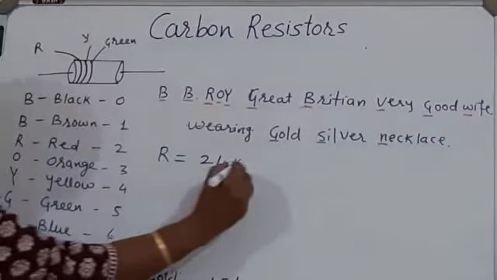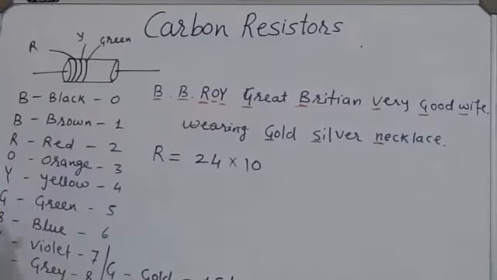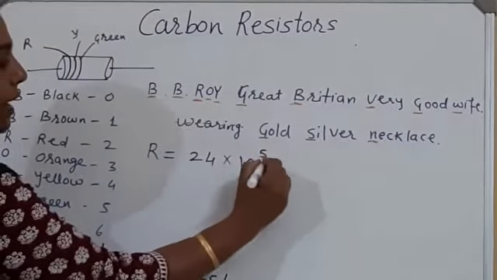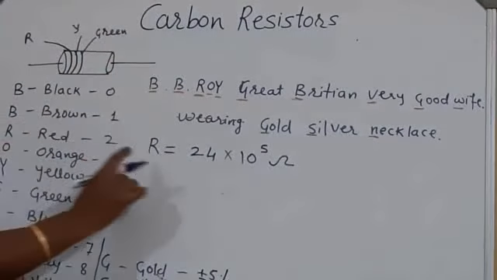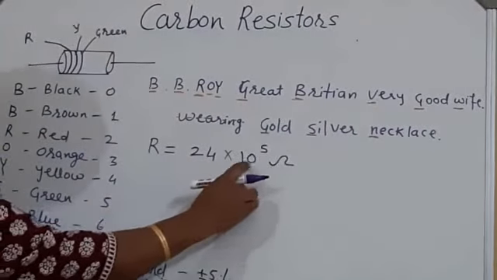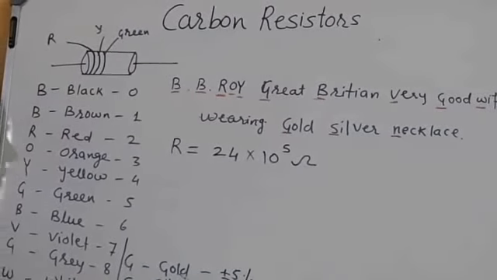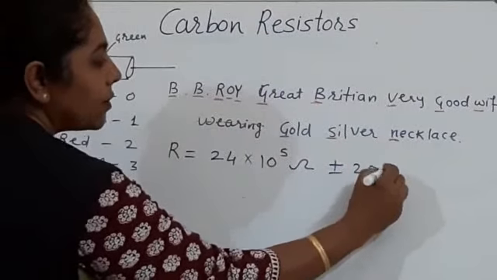The third ring represents the power of 10. The third color is green. Green stands for 5. So it is 10 raised to 5. Unit is ohm. So the value of this carbon resistance is 24 into 10 raised to 5 ohm. It has no fourth ring, which means its tolerance is 20%.